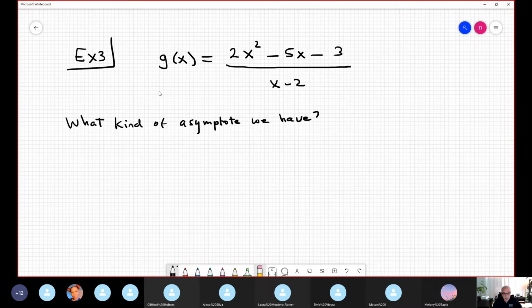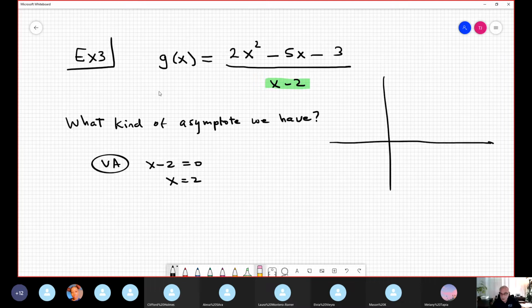Well, you say, professor, wait. At least I saw that we have a vertical asymptote. How do you know? Remember the idea for the vertical: you take the polynomial in the bottom and put x minus 2 equal to 0. So at x equal to 2, we have a vertical asymptote for sure, because when you are doing the sketch of this, you put a vertical dotted line.